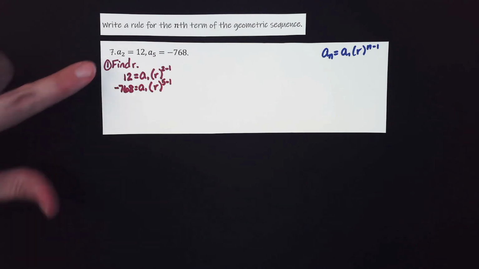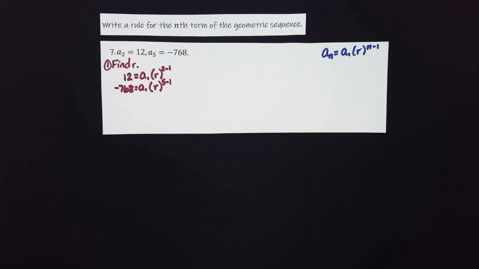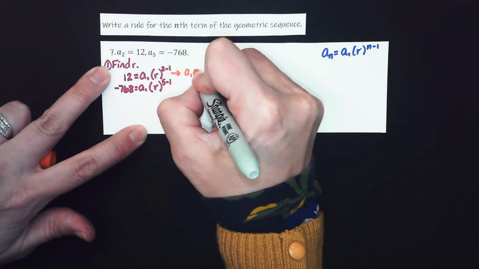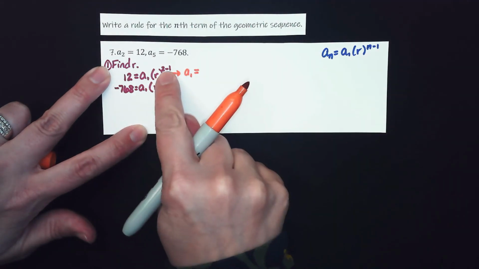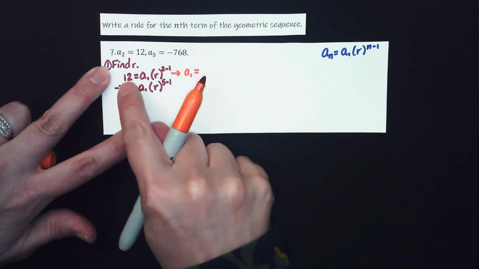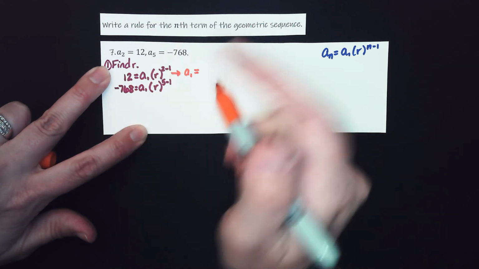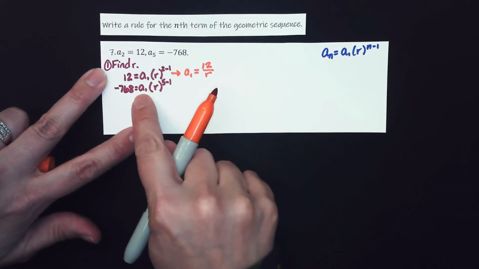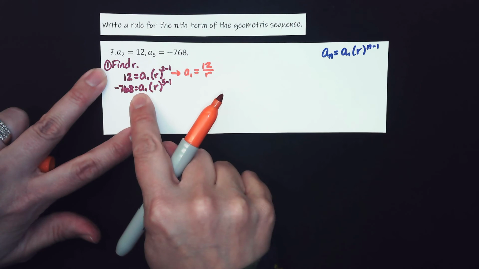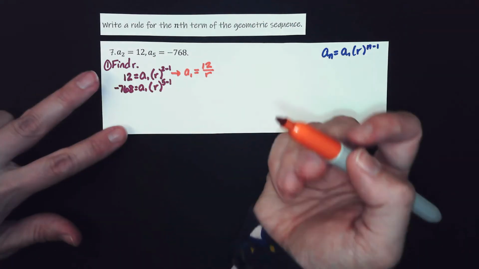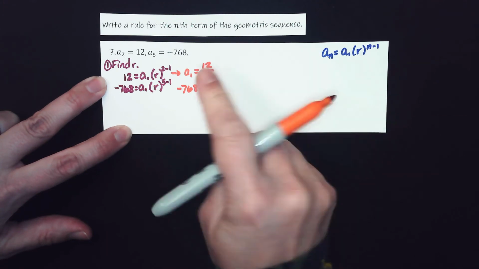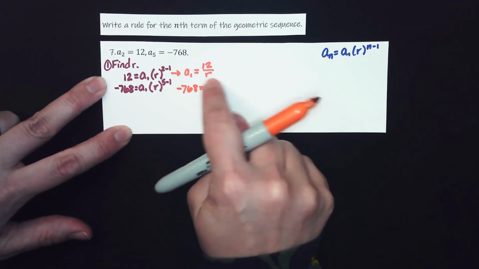I'm going to find r first. But to do that, I'm going to take the top equation and solve for a1. So a1 is going to equal, now this is r, and 2 minus 1 is the first power, so it's r to the first power. If I solve for a1, I'm dividing by the r, so I get 12 over r. And I'm going to substitute that into this other equation. So I get negative 768 equals, and instead of a1 here, I'm going to write 12 over r.